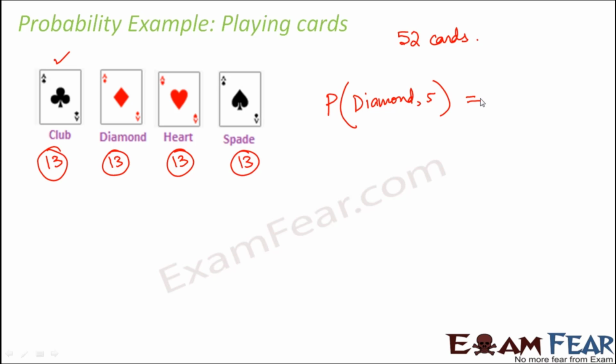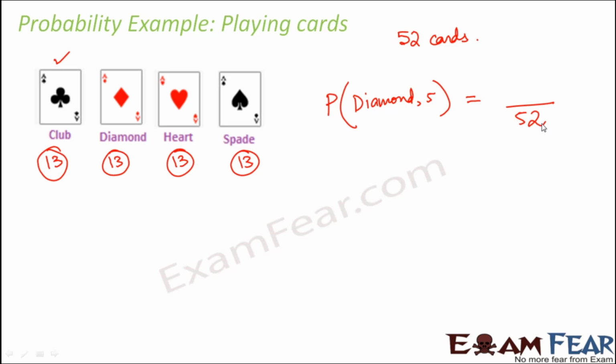Now the total number of probability of getting any card. Since there are total 52 cards, the total number of possible outcomes is 52, because we have 52 different cards. So whenever you throw a card, it could be any of these cards, right? So the total possible outcomes is 52.